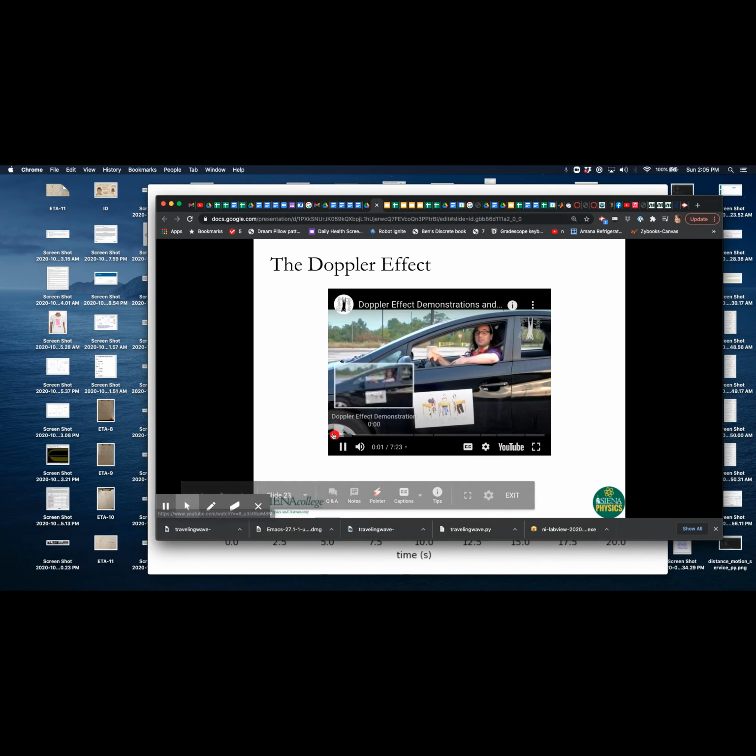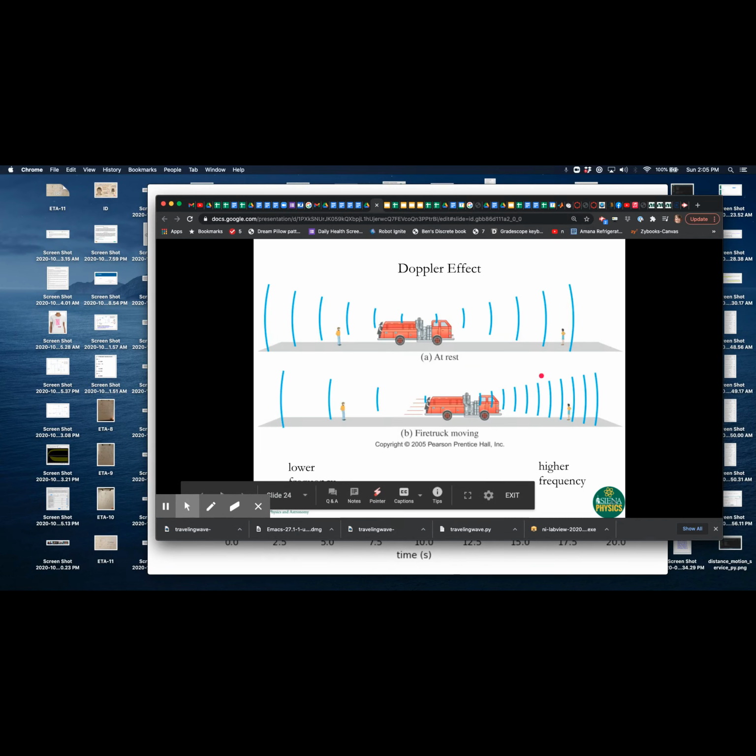Good morning. The Doppler effect. Okay, so here's an example of the Doppler effect, right?